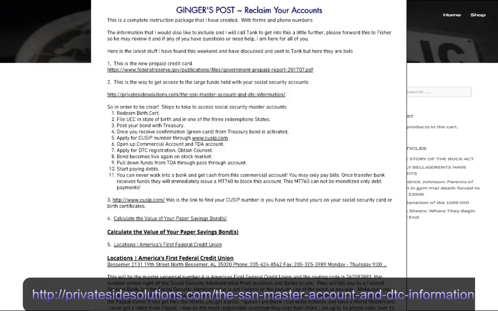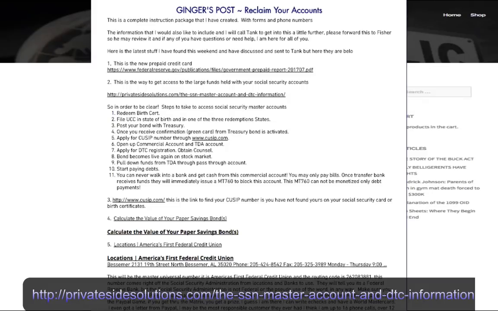7. Apply for DTC, or Depository Trust Company, registration. Obtain counsel. 8. Bond becomes live again on stock market. 9. Pull down funds from TDA through pass-through account. 10. Start paying debts. 11. You can never walk into a bank and get cash from this commercial account. You may only pay bills.